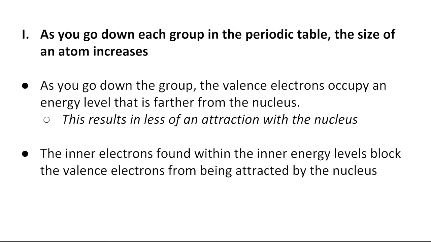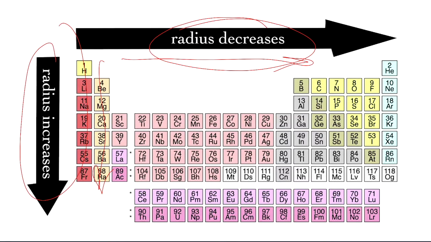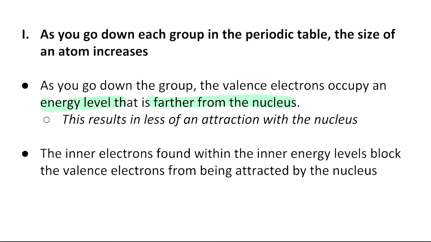So as you go down the group, the valence electrons occupy an energy level that is farther from the nucleus. Remember that as we move down each period, right? So here I'm numbering the periods. Each period implies a new energy level. So period number 1 here will have 1 energy level. Period number 2 will have 2 energy levels. Period number 3, 3 energy levels. You see where that trend is kind of working. So that means as we move down, we are going to increase by an additional energy level.